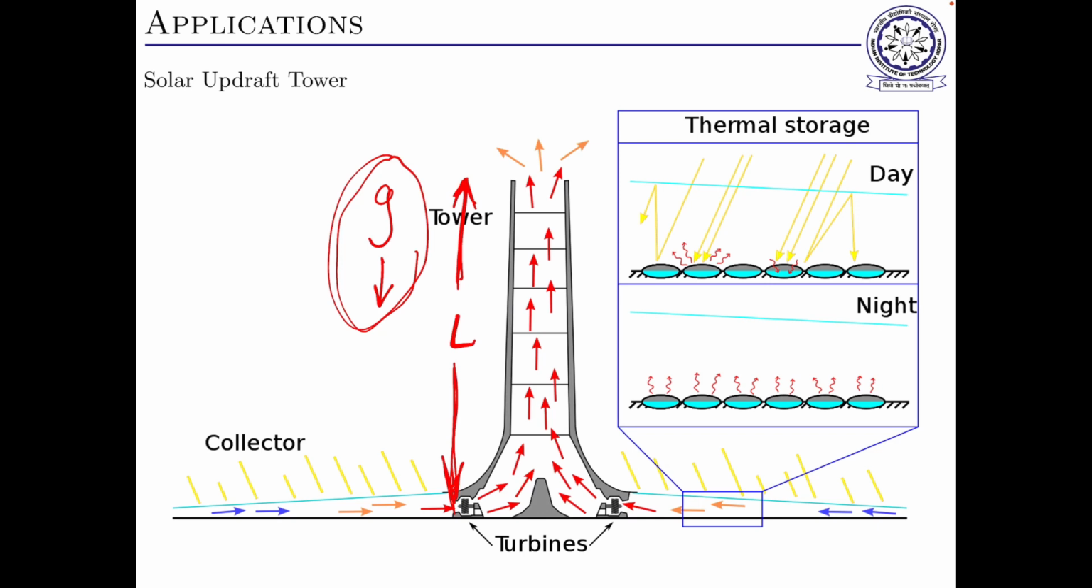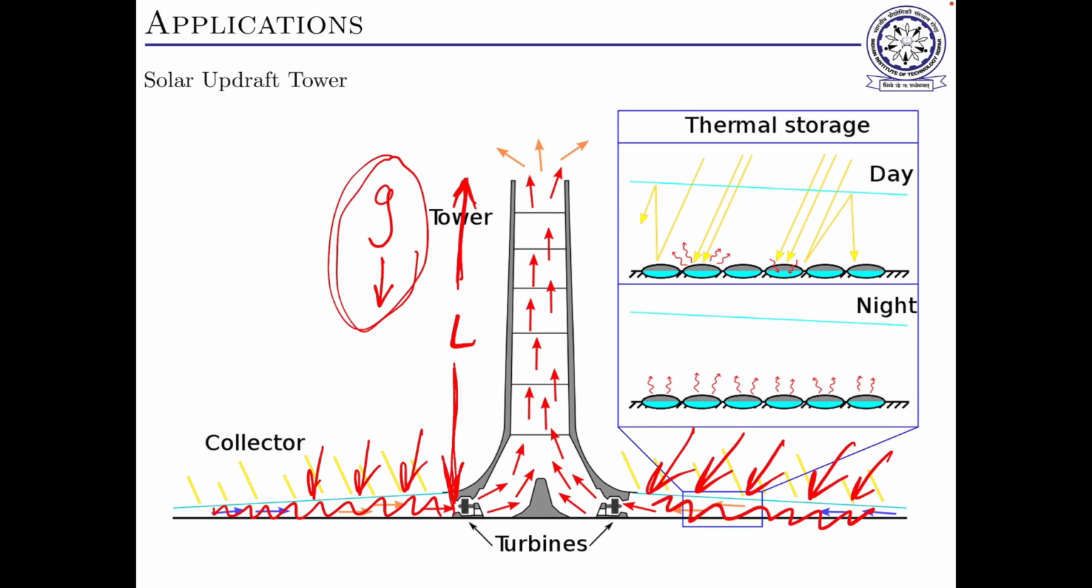So a very tall tower is there, and the area around it is heated by the sun. The air all gets heated up, and because it needs to rise, it goes up the tower, and as it goes up the speed increases. There are turbines over here, and these turbines help generate electricity. This is one application of natural convection, although it can be argued that it's not purely natural convection, but it seems a relevant application.